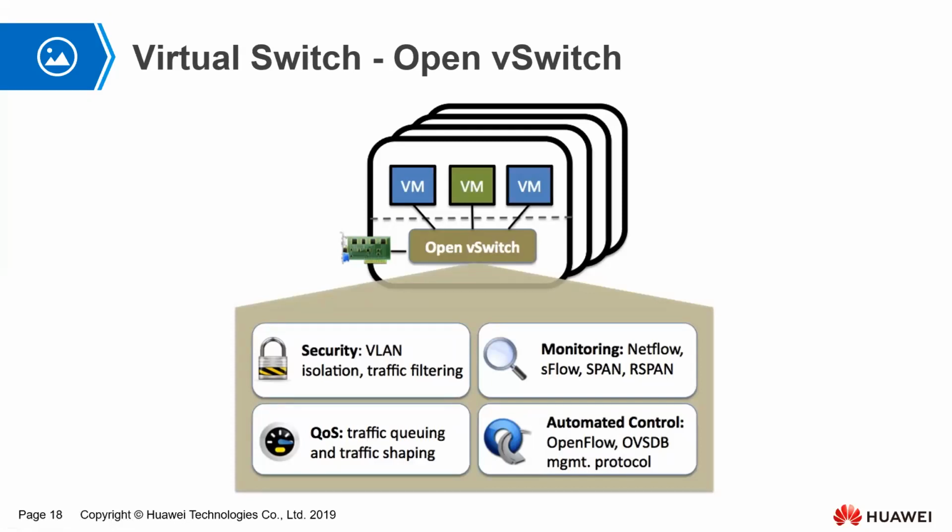So let us look at the Open vSwitch. We are saying the Open vSwitch has some of these advantages. Before I talk about it, security: it has VLAN isolation and traffic filtering. We can also use it for monitoring. We can use RSPAN, sFlow and NetFlow, and automated control through these different tools that are available, and of course, quality of service, traffic queuing and traffic shaping.